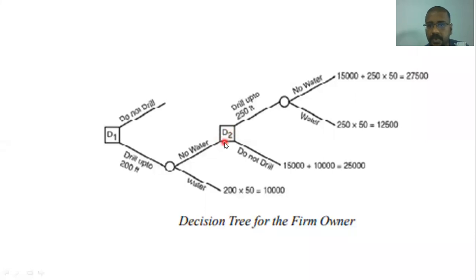D2 is to drill up till 250 feet if there is no water. If you drill 250 feet, either you get water or you get no water. If water, the cost is 250 into 50, so that is 12,500. If there is no water, it is 15,000 plus 250 into 50 for the cost of drilling, so that will be 27,500. If you do not drill after 200 feet, your cost will be 15,000 for procuring the water plus 10,000 for drilling till 200 feet, so 25,000 rupees.